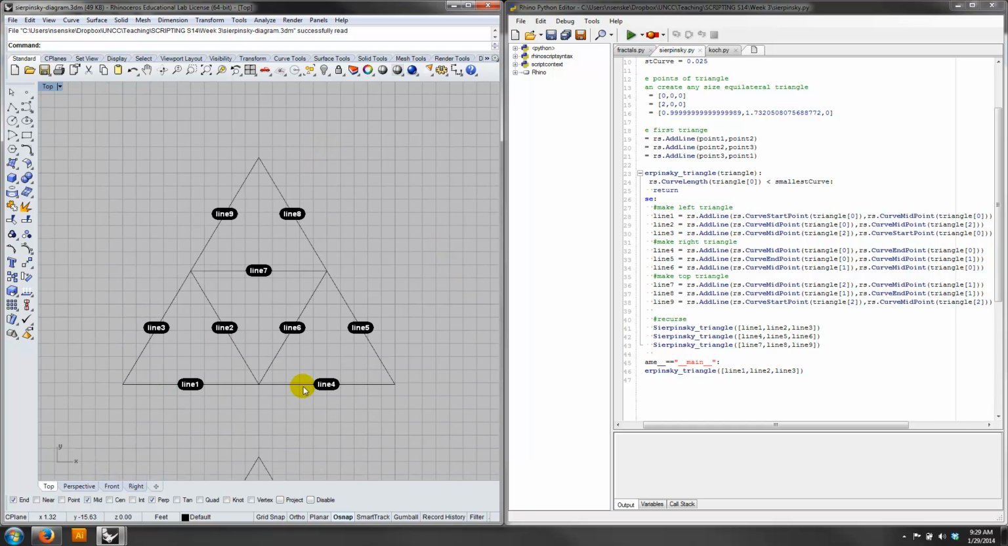So 1, 2, 3, 4, 5, 6, 7, 8, 9 counterclockwise. It's a pretty common convention in 3D geometry that we draw shapes counterclockwise. We make surfaces counterclockwise. So just bear that in mind.